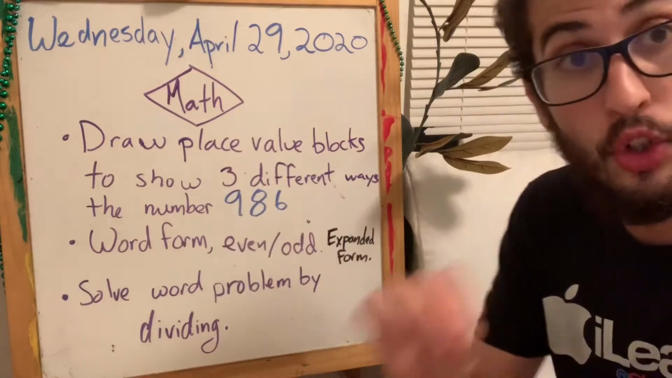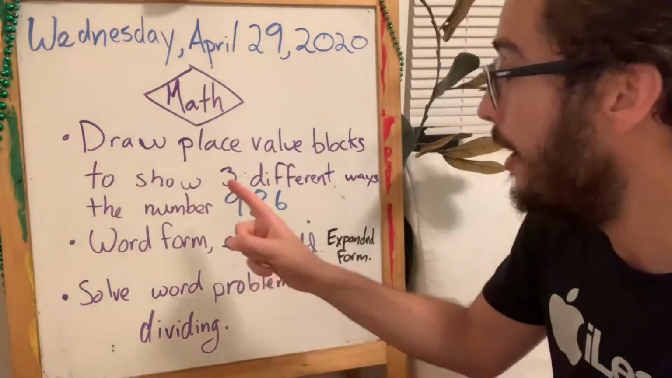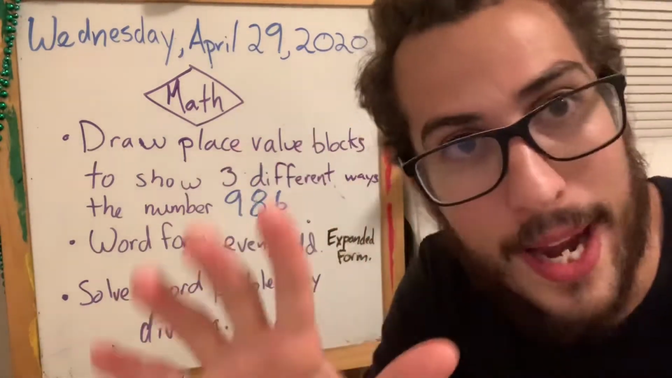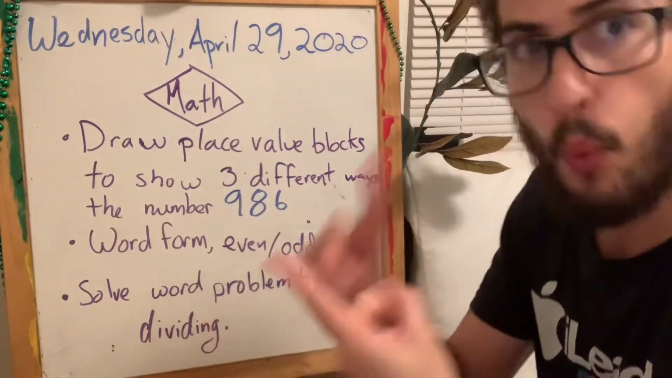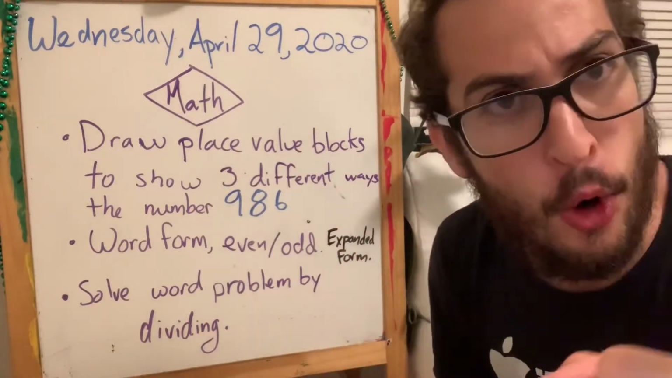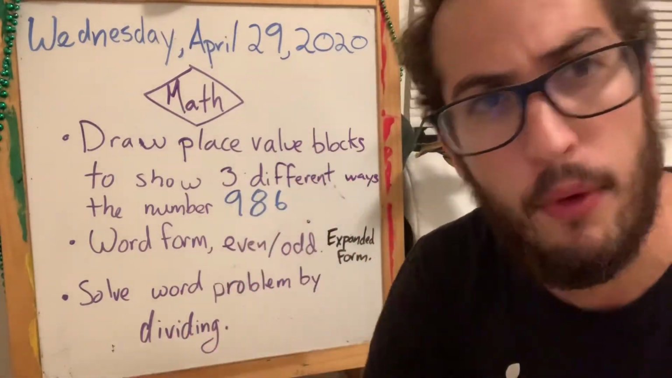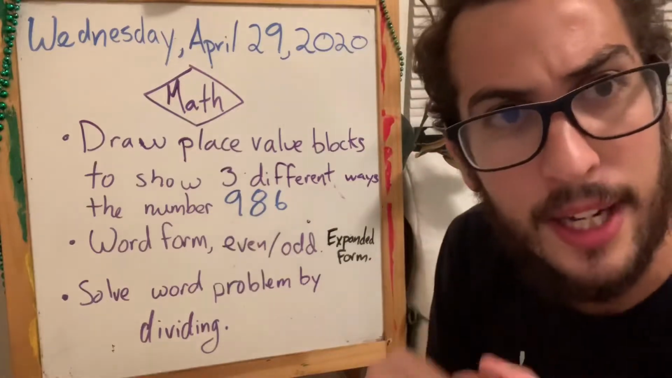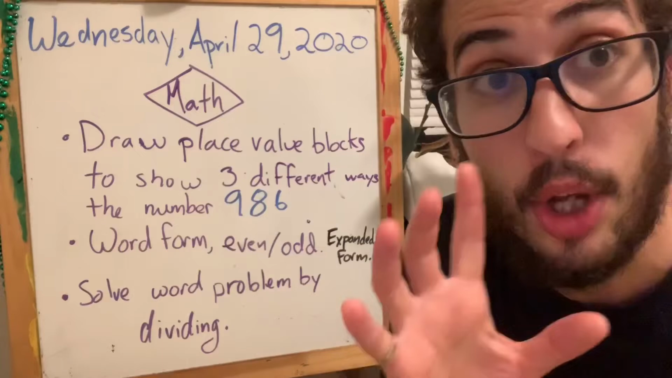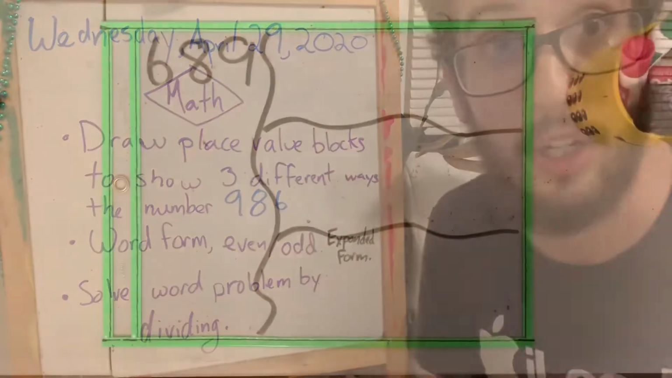And on math, you're going to draw base 10 blocks of the number 986, but in 3 different ways. Then you're going to tell me word form, even and odd, and expanded form. Okay? And the last thing you will do, we are going to solve word problems using the beginnings of division. Keyword division, it's almost like sharing. Remember that? We're going to talk about that later.